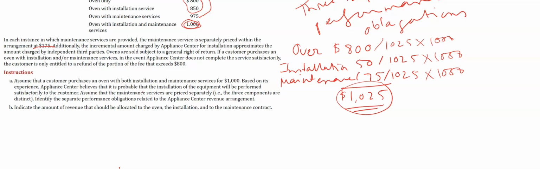So for the oven, 800 divided by 1025, and then you multiply it by 1000, so the sales revenue that they should allocate to the oven will be $780. Let's do the numbers for installation. 50 divided by 1025 and multiplied by 1000. It will be approximately $49. You can round it to the nearest dollar value. Maintenance: 175 divided by 1025 and then you multiply by 1000. It will be $171, and if you add all those it will be $1,000. This is how we are allocating $1,000 among those three separate performance obligations.